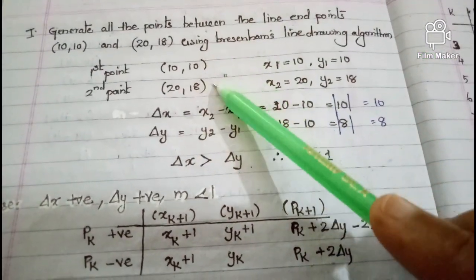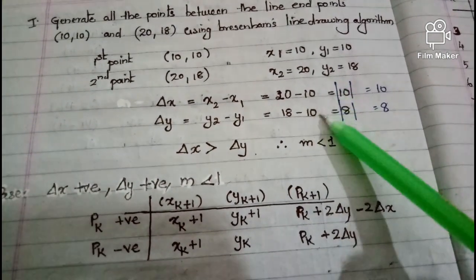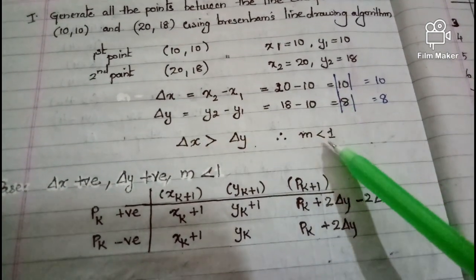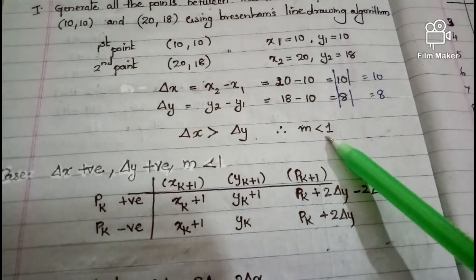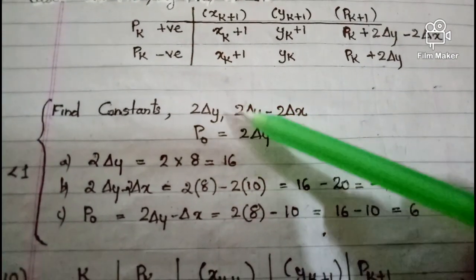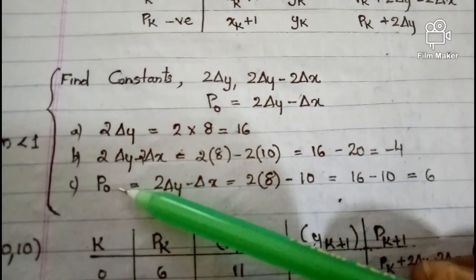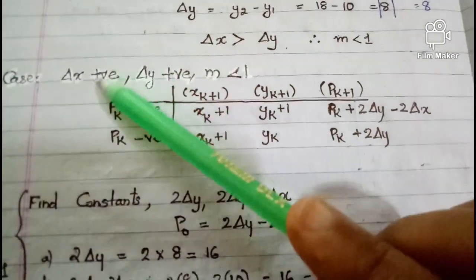First, from the points, find the values of delta x and delta y. Depending on which of them is greater, identify whether it is a slope m less than 1 case or greater than 1 case. Once the case is identified, find the appropriate constants and use the appropriate equation to find the value of P0. Then go and find the case.